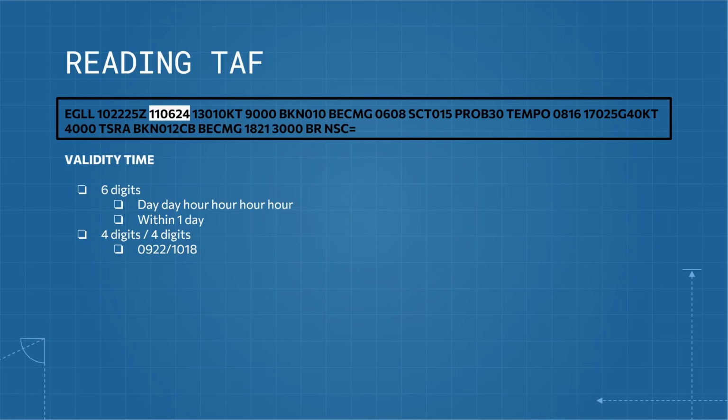We'll use the example of 0922/1018. This formatting is day, day, hour, hour, day, day, hour, hour. So in this example, the TAF is valid from 2200 Zulu on the 9th of the month till 1800 Zulu on the 10th.